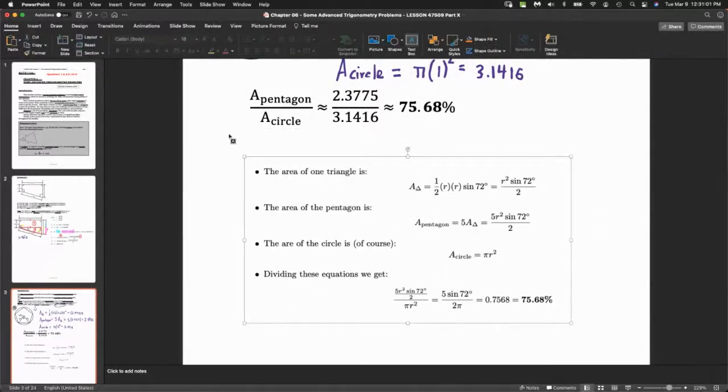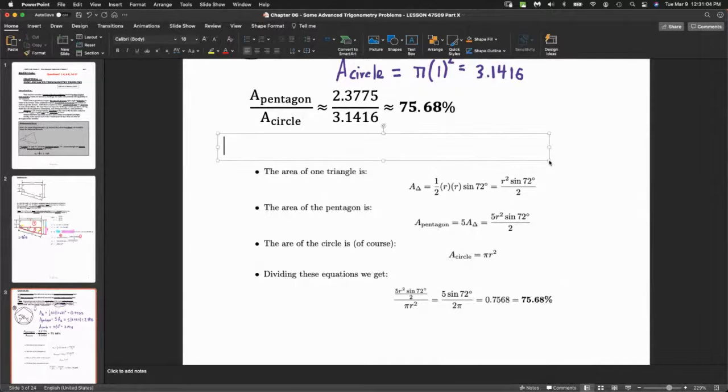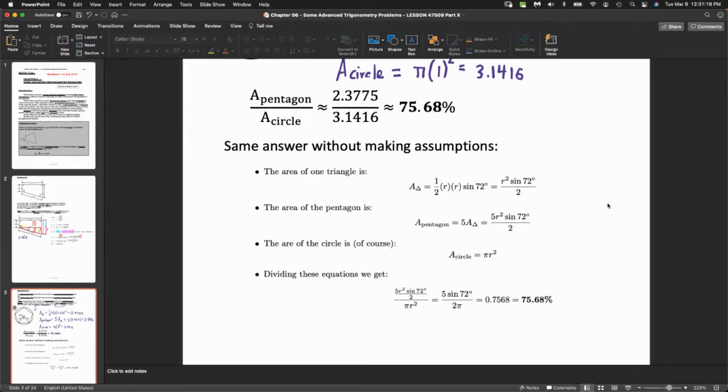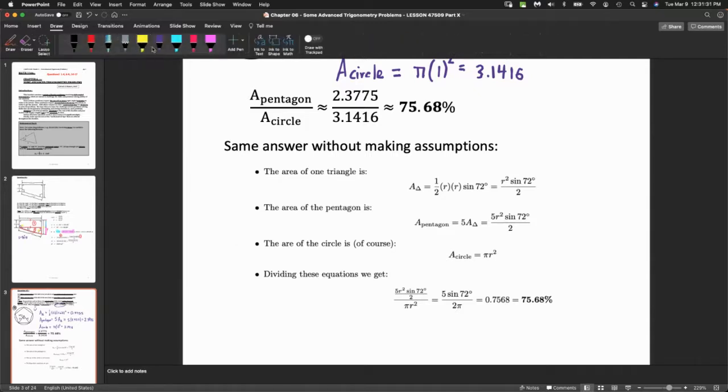I just want to have it here so when you go to Blackboard later, you can see my answer. This is the same answer without making assumptions. What I did here was I did not let r equal 1. See how I didn't put 1 for r, I left r everywhere? And what you notice is eventually that the r's cancel.